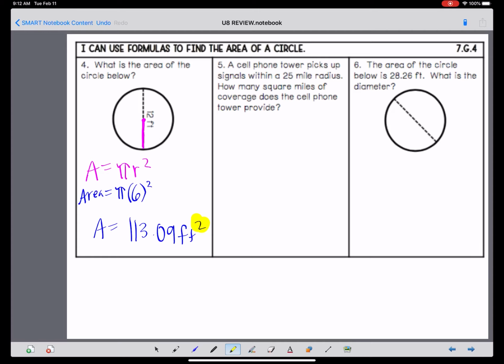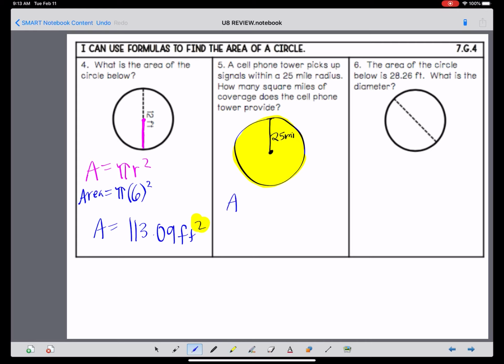All right, next question. Question number 5 says a cell phone tower picks up signals within a 25-mile radius. Okay, we know a radius is part of a circle. A radius is only halfway to the circle. It says here it's 25 miles. How many square miles of coverage does the cell phone tower provide? Coverage, that means they're talking about all of this. How many miles of coverage does that cell phone tower provide?